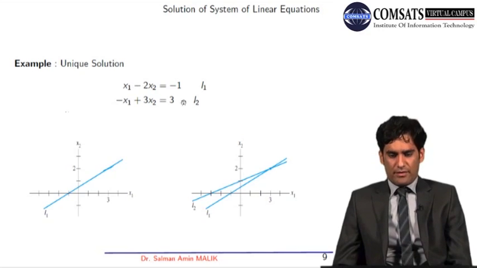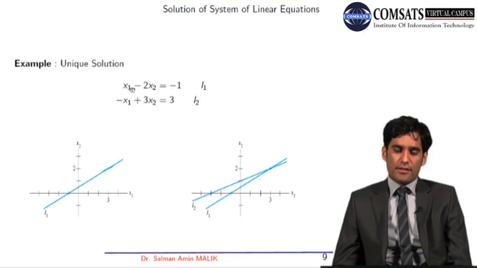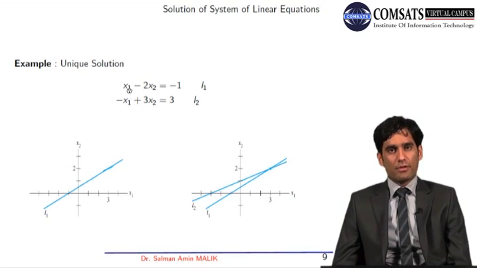We have these 2 equations. In fact, this is a system of linear equations with 2 variables and 2 equations. For the first equation, I call it L1. The second equation, I call it L2. As I told you earlier, a linear equation in 2 variables always represents a straight line.